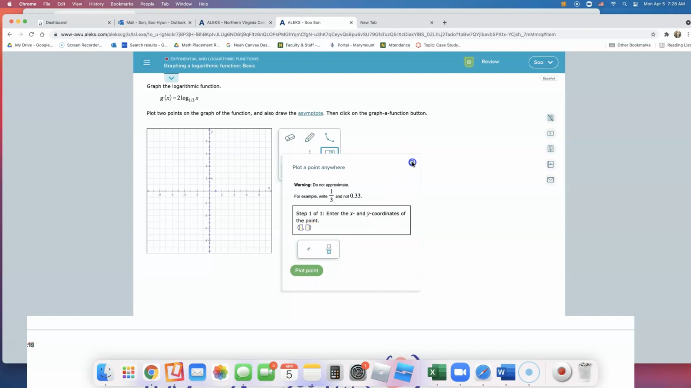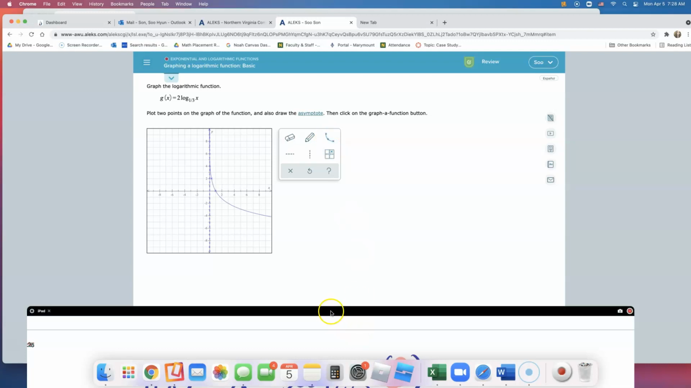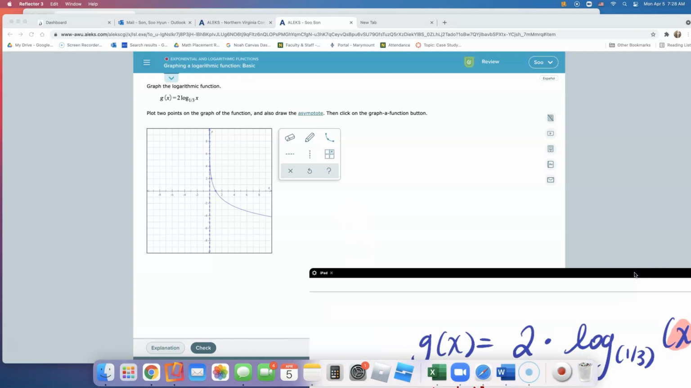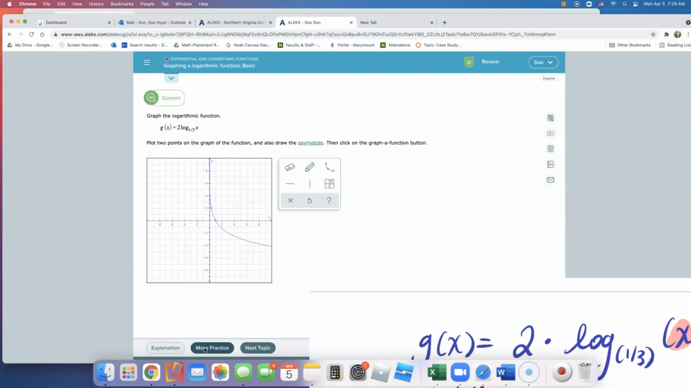And then I'll go ahead and click on graph. I'm a little concerned. Well, oh no, this is fine. I thought it was flipped upside down, but it's going down. It's a decreasing function because look at the base. The base is 1/3. Click on check. We did a good job.